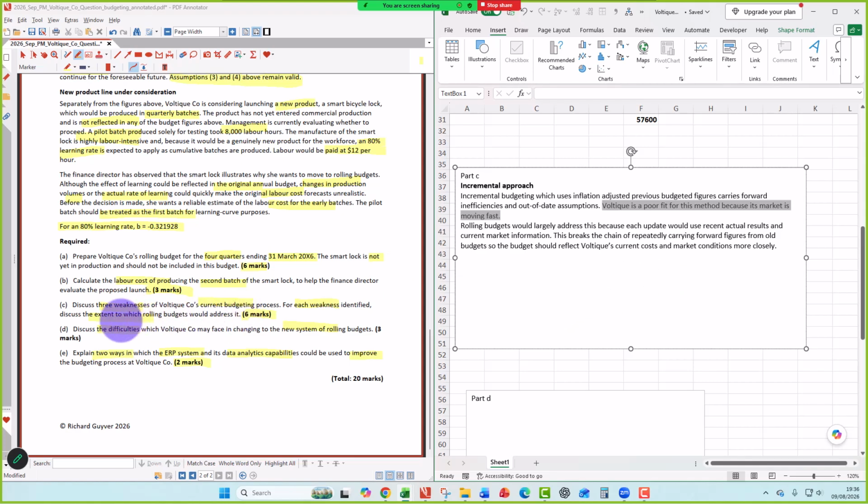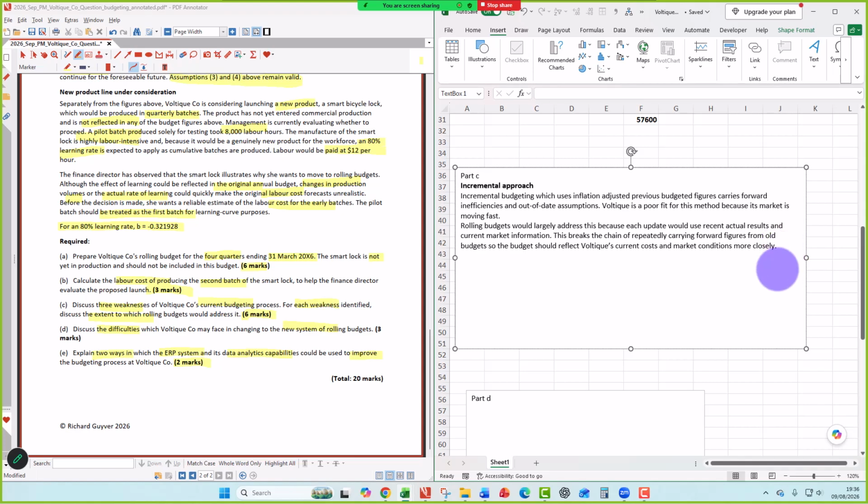The second part I need to say is, how will rolling budgets address this? So rolling budgets would address it because at each update, it's using the recent actual results and current market information. So it breaks that process of repeatedly carrying figures forward from the old budget. So what that means is the budget should reflect definitely more closely their current costs and their market conditions.